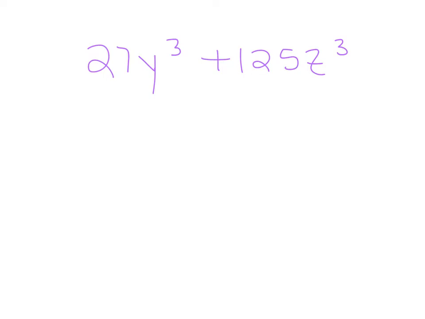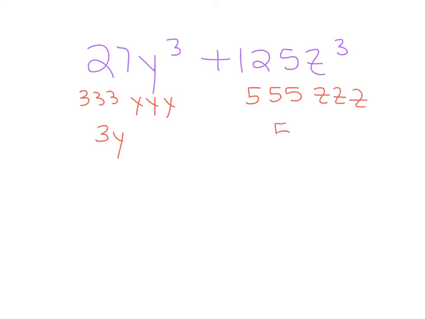Well, we have to say to ourselves, is 27y cubed a perfect cube? Well, 27 is really 3 times 3 times 3. Y cubed is y. So the answer is yes. It's 3y. 125z cubed, is that a perfect cube? Well, 125 is 5 times 5 times 5. Z cubed is z. So the answer is yes, it's 5z. So in my formula, this is technically my F, and this is technically my L, my first term and my last term. So yes, it is the sum of two perfect cubes.